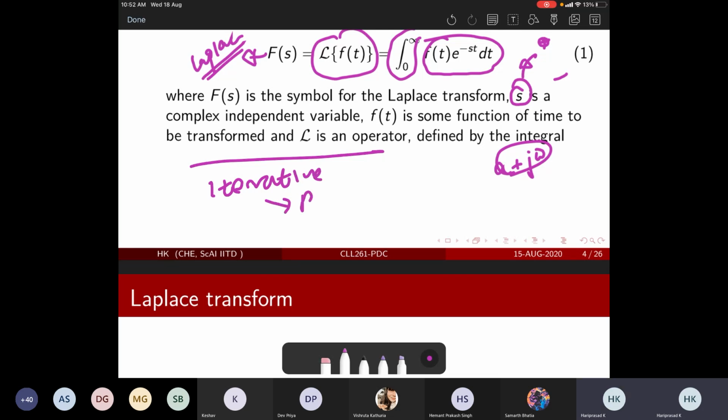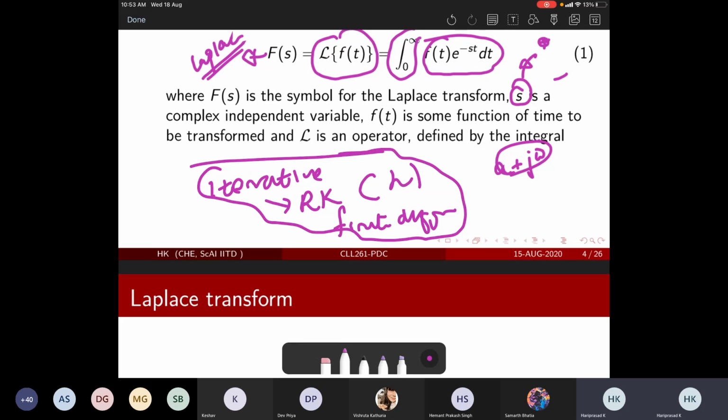You might have heard of RK, Runge-Kutta, the celebrated ODE solver. Runge-Kutta is an iterative approach. It also depends upon your step size h. In fact, most often you will have fourth order Runge-Kutta. And you have finite difference. All of them are iterative in nature, and they are also strongly dependent upon step size.